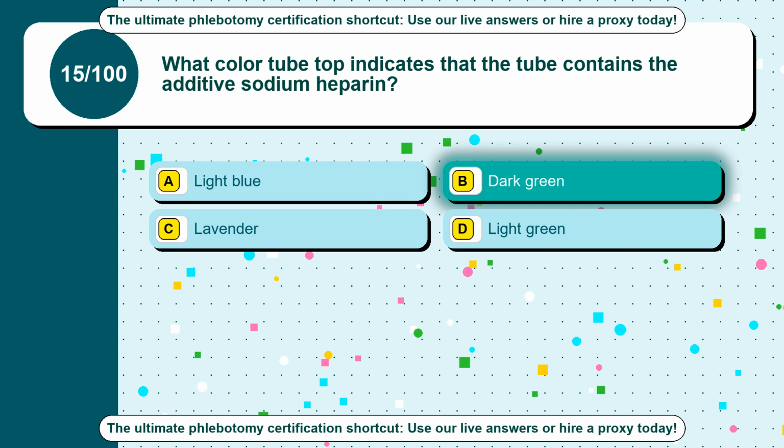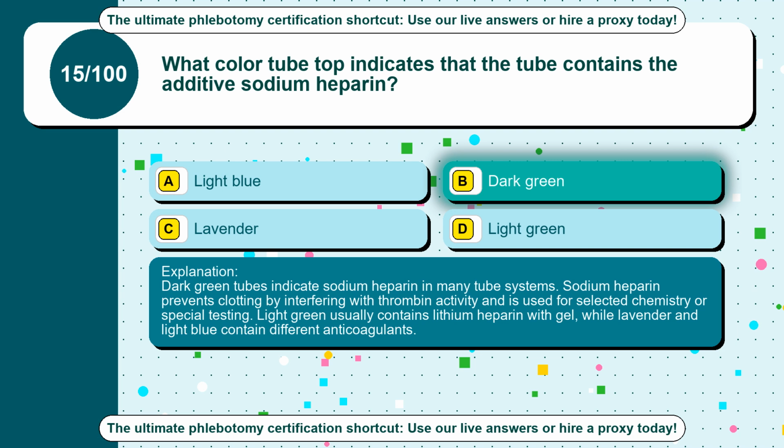The correct answer is option B, dark green. Dark green tubes indicate sodium heparin in many tube systems. Sodium heparin prevents clotting by interfering with thrombin activity and is used for selected chemistry or special testing. Light green usually contains lithium heparin with gel, while lavender and light blue contain different anticoagulants.